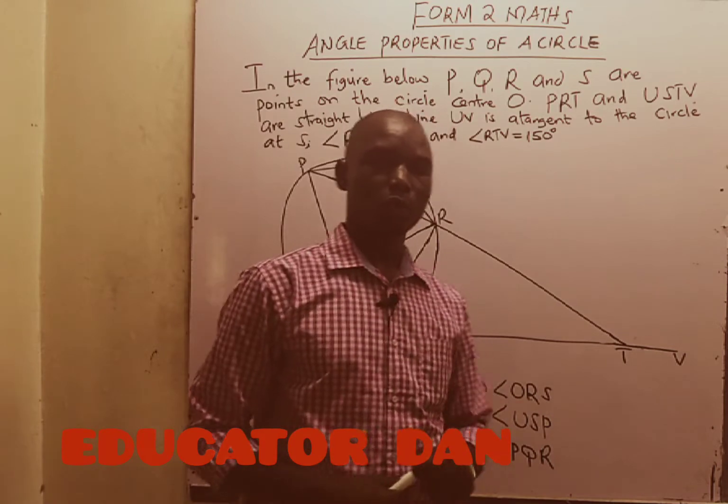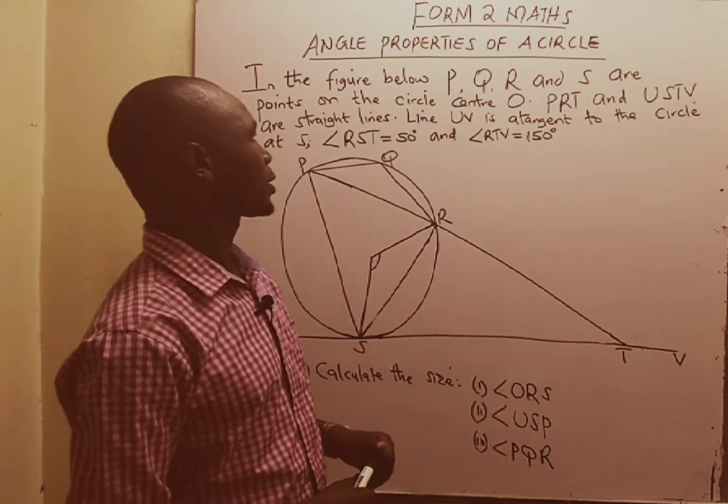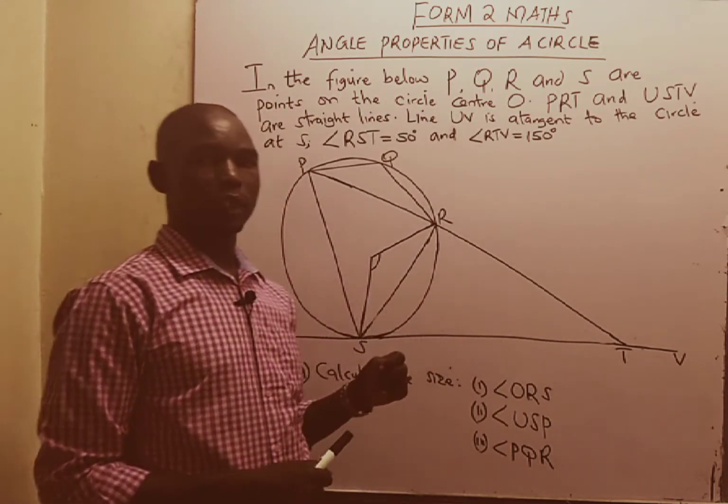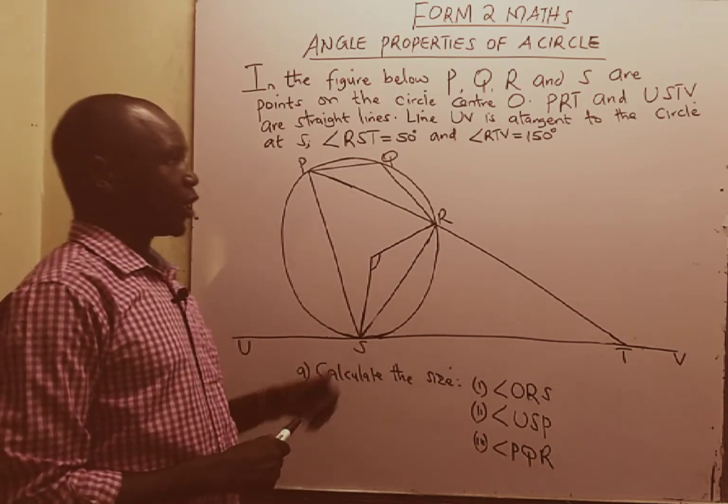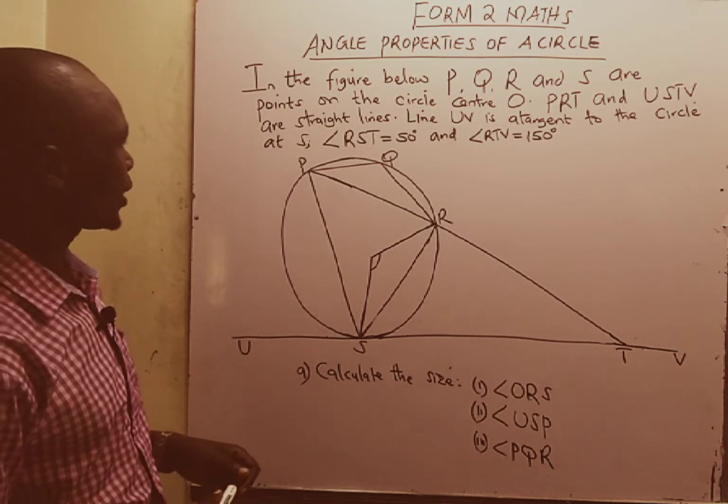Today we are going to look at Form 2 Mathematics under the topic Angle Properties of a Circle, and we are going to go to the question straight.